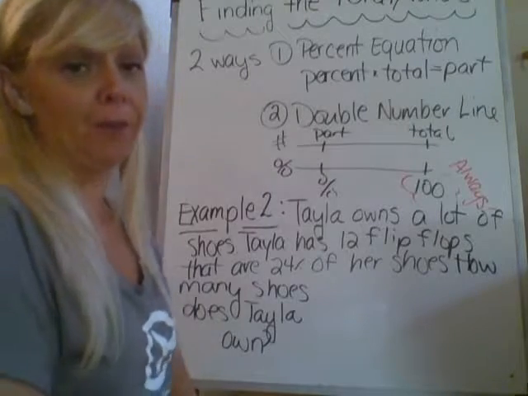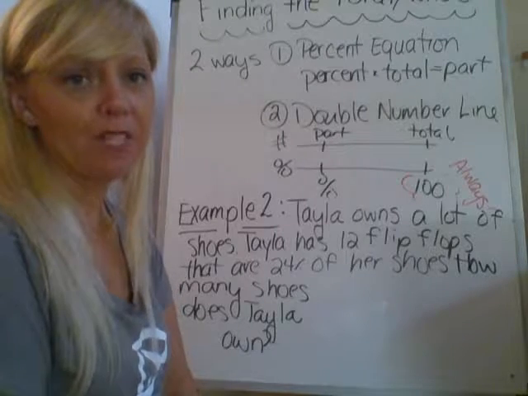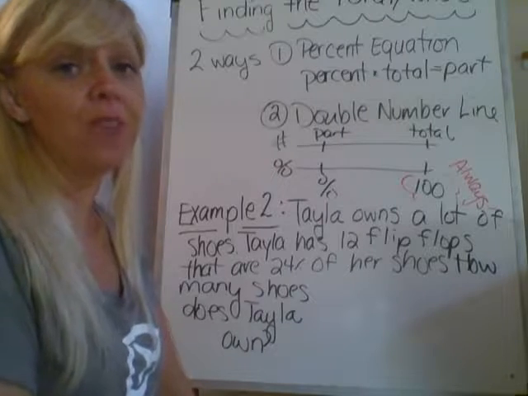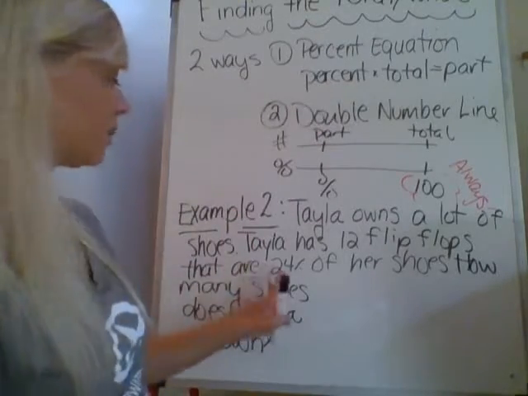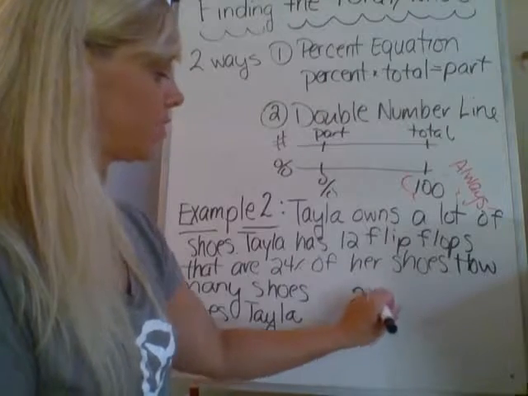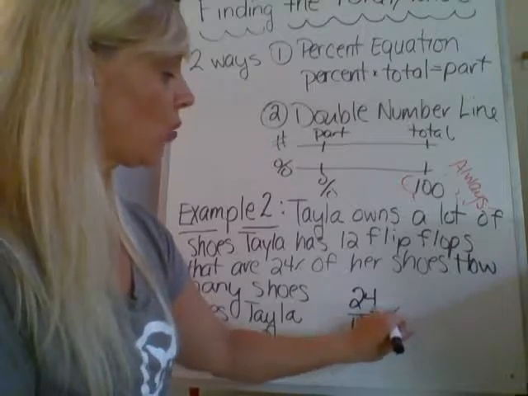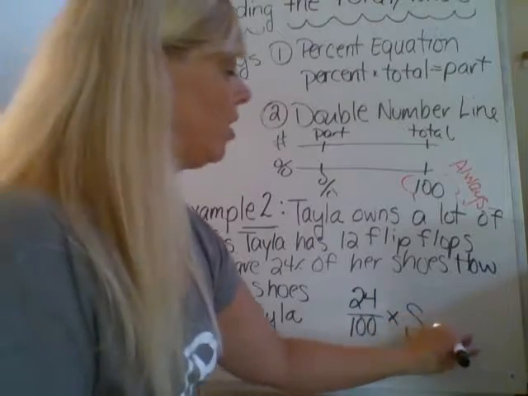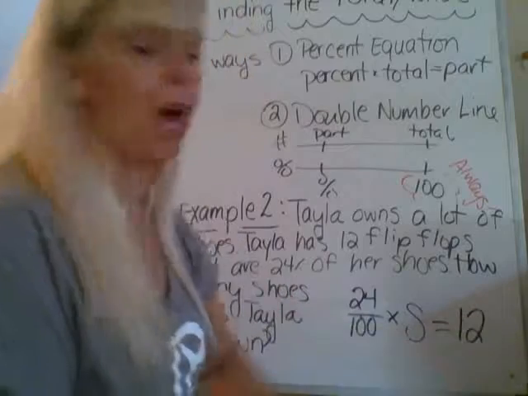Here's a word problem. Taylor owns a lot of shoes. Taylor has 12 flip-flops that are 24% of her shoes. How many shoes does Taylor own? All right, so let's go ahead and use the percent equation first. We know the percent is 24. I'm going to go ahead and make this one the fraction. So I know 24% is 24 out of 100. Okay, I do not know the total of Taylor's shoes. So let's go ahead and put S for shoes. But we know that 24% of Taylor's shoes are 12 flip-flops.